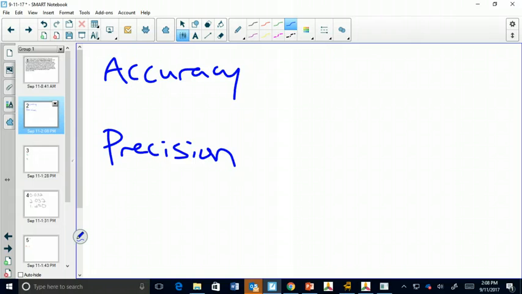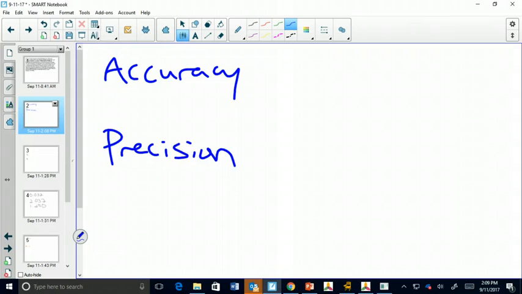How about what does a textbook say? Someone want to read me what it says there for accuracy? Sir. How close a measured value is to an accepted value? So it's measured value, what you measured, to the what? Accepted, to whatever the standard is. Does that make sense? You take this box of Kleenex that we know weighs 1 pound. You put it on a scale, sure enough, it weighs 1 pound. You are accurate. Does that make sense?